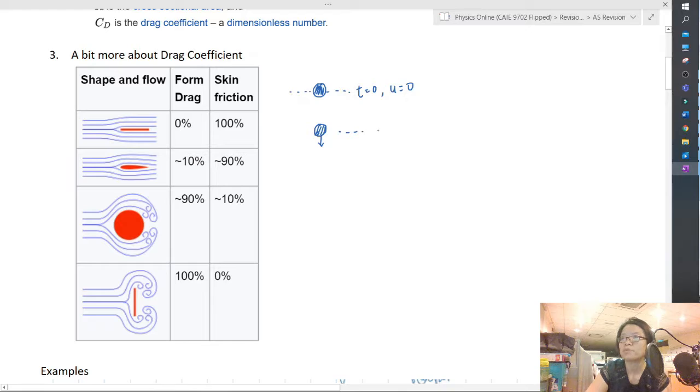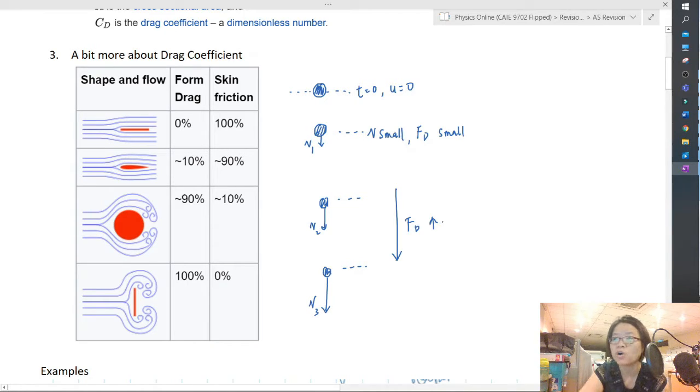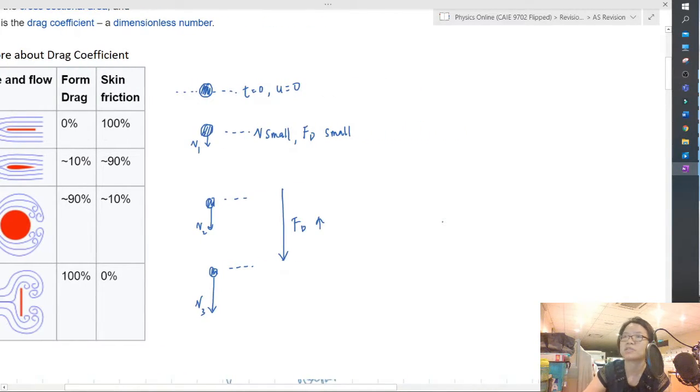So at this point, your V is small and your drag, I'm just going to use the symbol, FD, is also small. But as you travel faster and faster, suddenly FD will become larger and larger. So this is the speed law, V1, let's say this is V2, let's say this is V3. So as you travel faster and faster, your drag force will begin to increase.